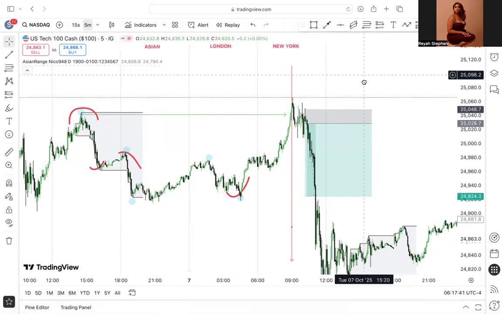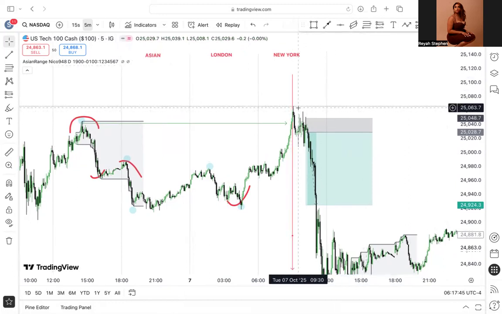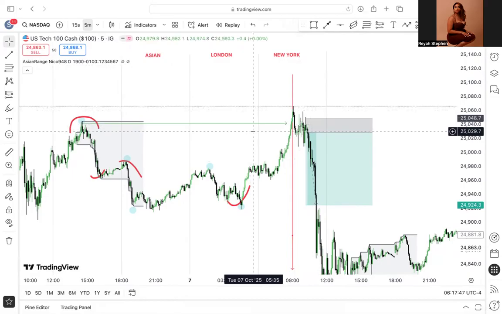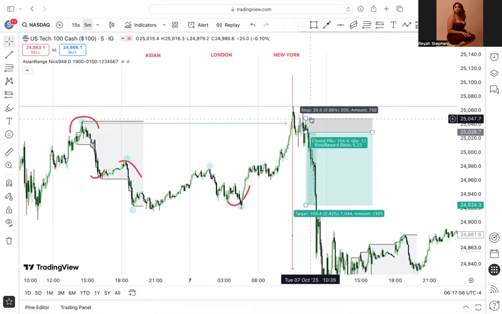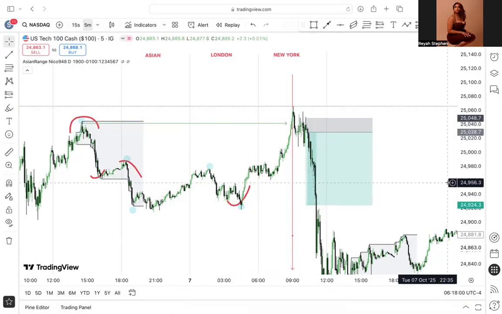Remember, liquidity always needs to be swept. Wait for liquidity to be swept. If liquidity hasn't been swept yet and it's not aligning with what the higher time frame says, do not enter. If you haven't got a pinpoint entry, knowing exactly where your stop loss is going to be and exactly where your take profit is going to be, do not enter, because otherwise you will just lose money.